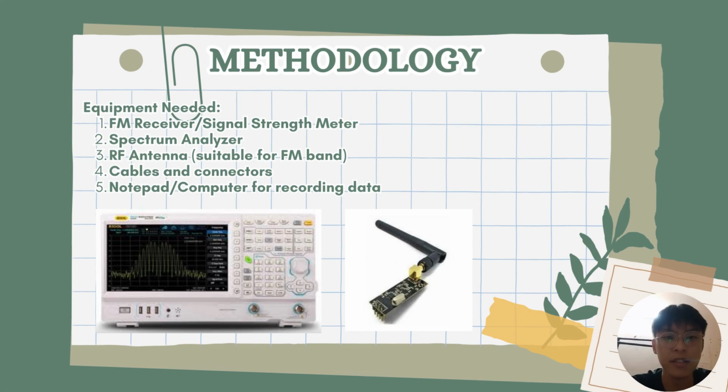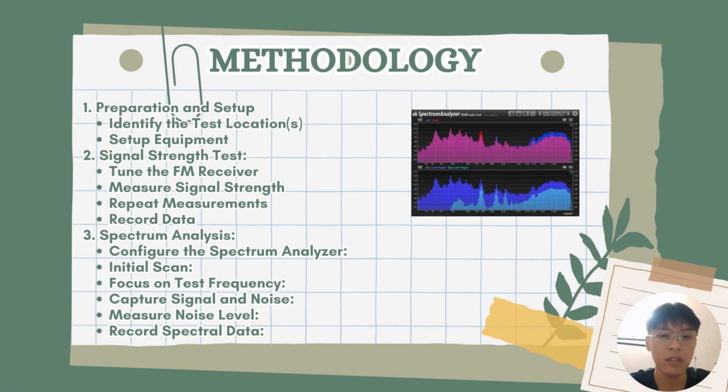To test the noise in FM radio broadcasting, there is some equipment needed to complete the test, which is an FM receiver or signal strength meter, spectrum analyzer, RF antenna, cables and connectors, and lastly, a notepad or computer for recording data. For the testing part, we need to identify the test locations and set up the equipment mentioned.